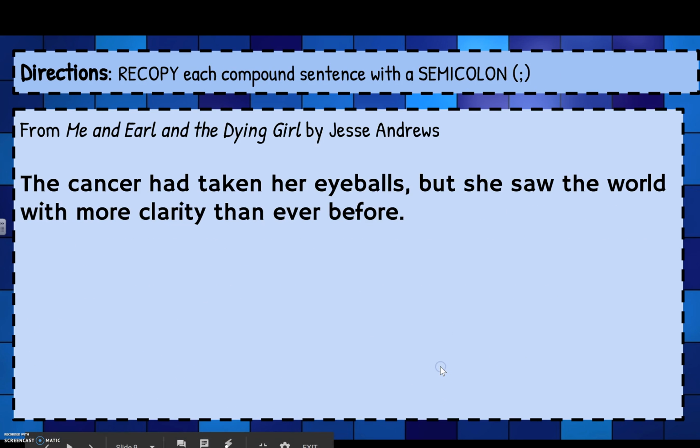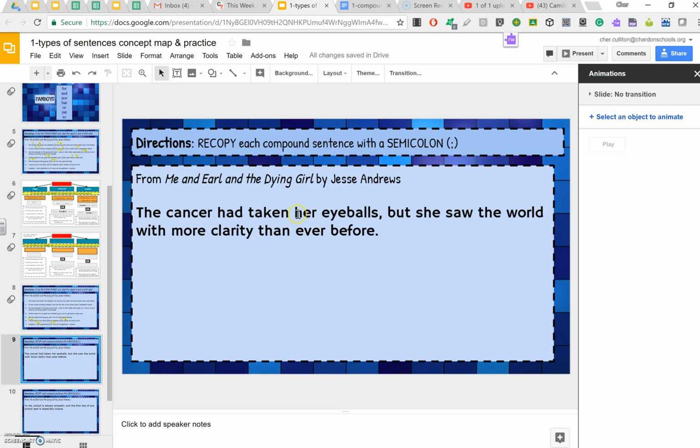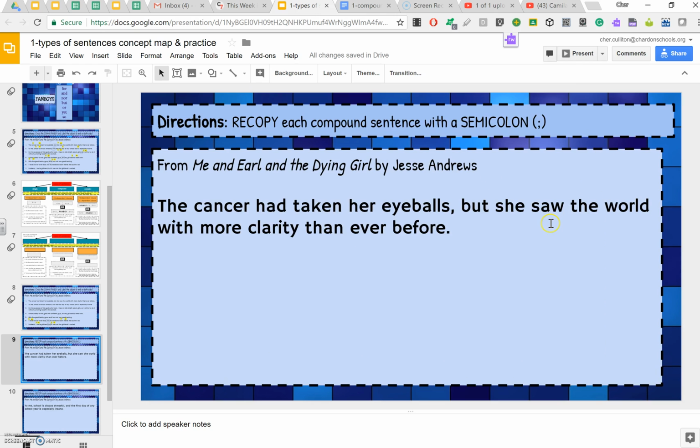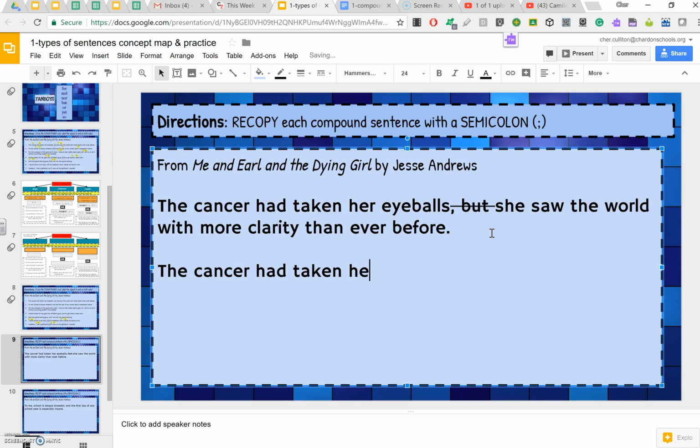So what you're going to do now is flip the flap in there, and you'll see the same exact sentences. We are going to rewrite these sentences with a semicolon, because the other way to show a compound sentence, same thing, subject and a verb on both sides, but instead of a comma fanboy, we're going to use a semicolon. So what I want you to do is just cross this out. And then you're going to rewrite the sentence exactly the same way. The cancer had taken her eyeballs. But instead of a comma, I'm going to put a semicolon. I don't need to use a fanboy or a conjunction. And I'm just going to continue. No capital letter, because this is not the beginning of the sentence. It's a compound sentence.